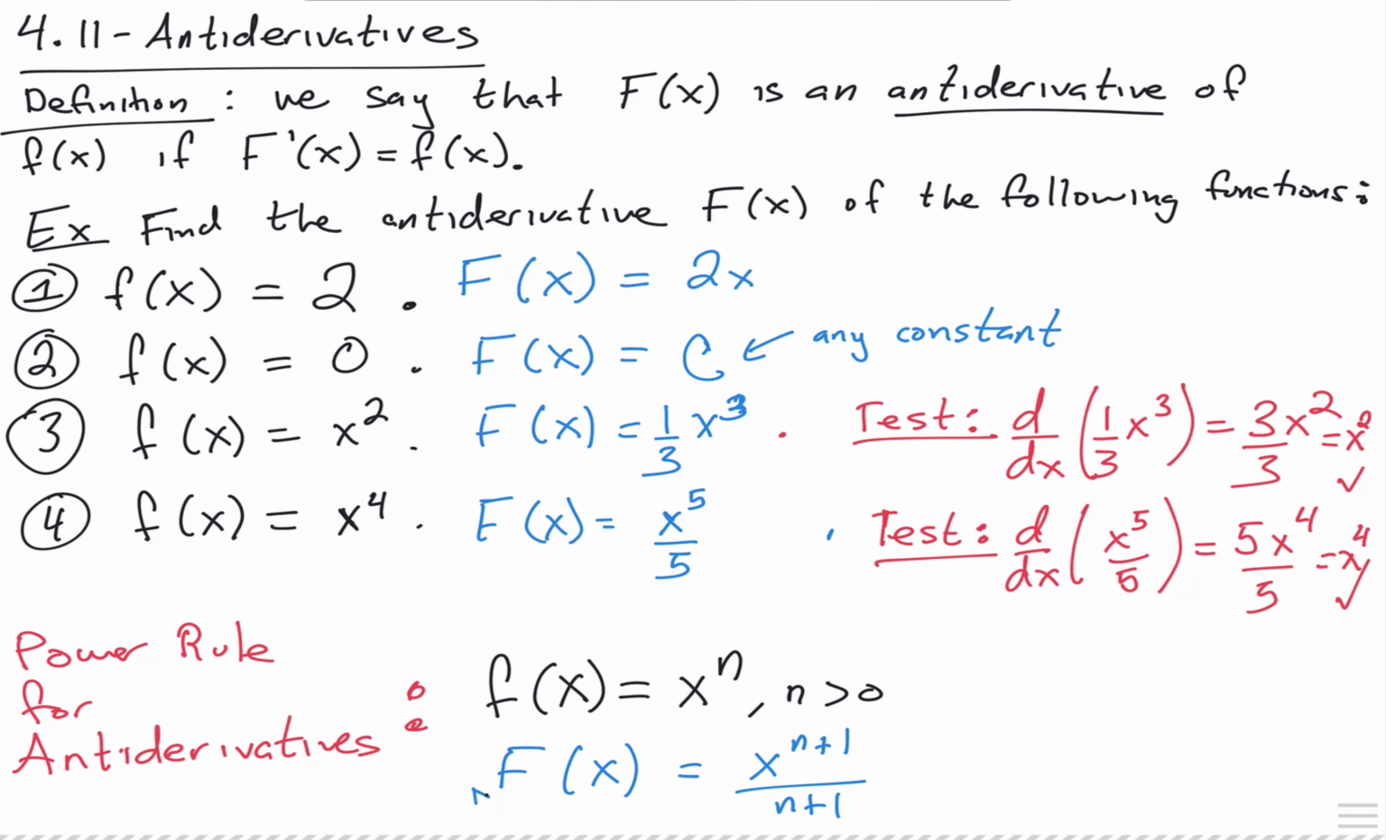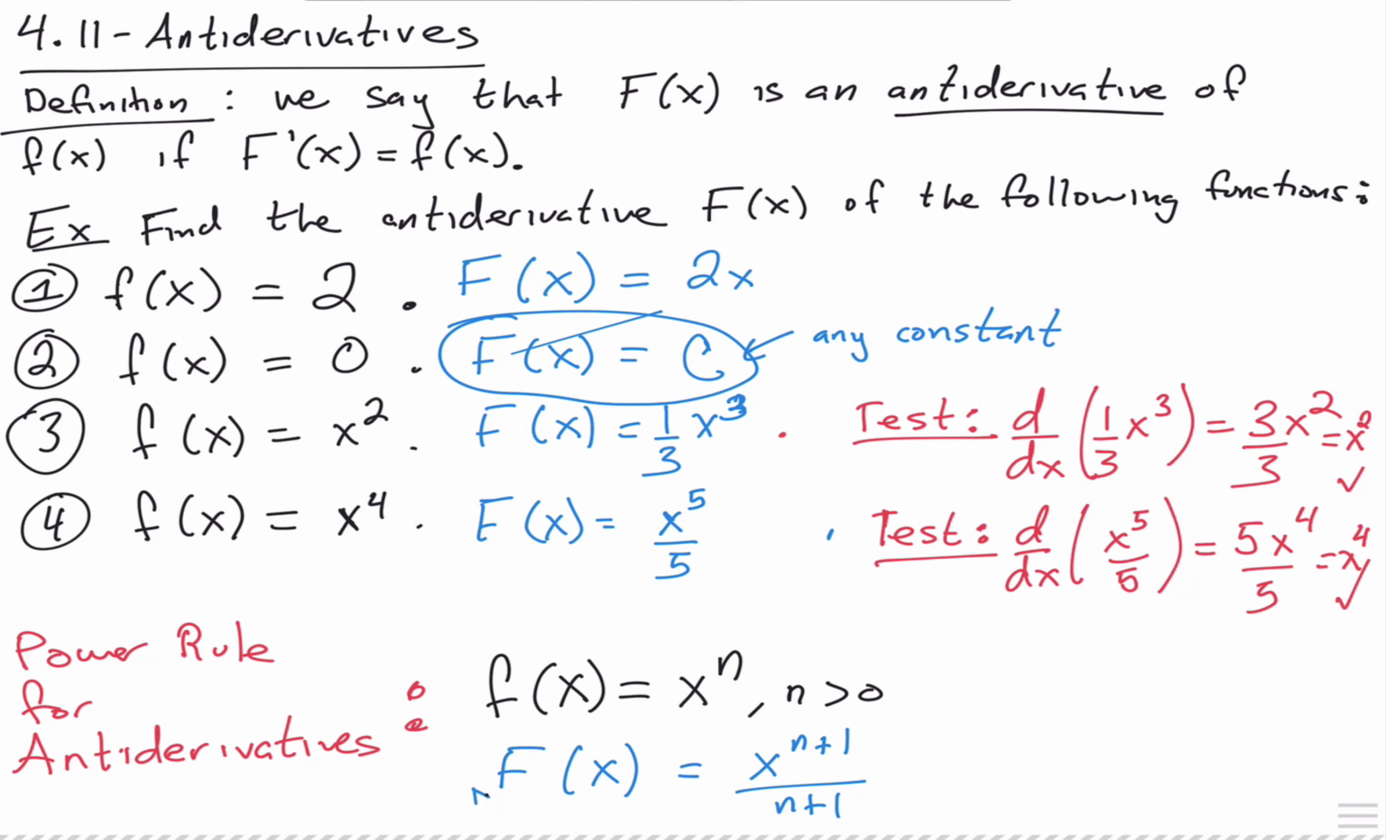Almost all of them are actually not 100% correct, because notice here, for example, this one, how many antiderivatives does the function 0 have? Infinitely many, right? Because the antiderivative can be any constant, we said. That's because the derivative of a constant is always equal to 0.